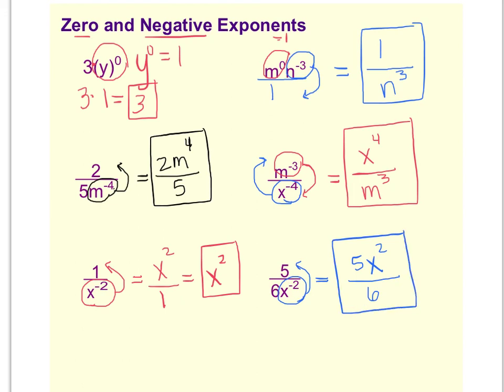So a few examples to talk about your 0 and negative exponents. Just to recap, anytime you have a 0 exponent, it always will equal 1. And then your negative exponents, the negative exponent with the base will move. If it's in the top, it'll move down to the bottom. If it's in the bottom, it'll move up to the top.